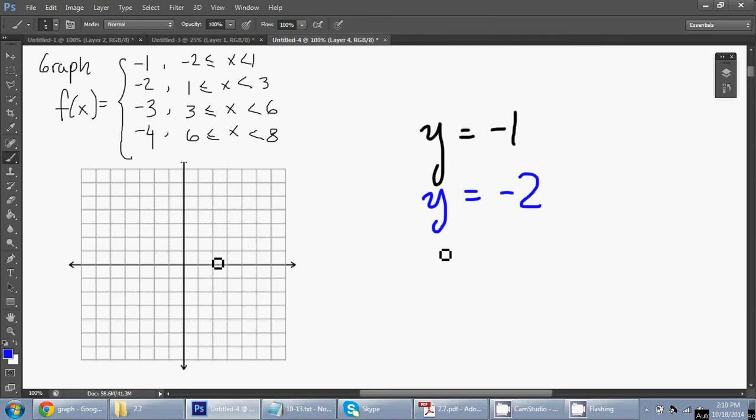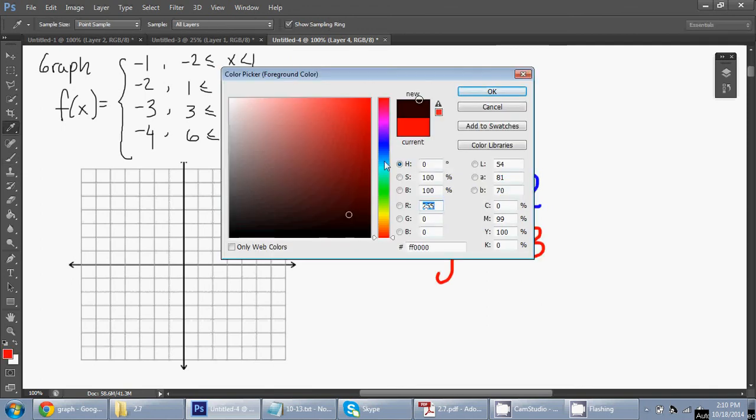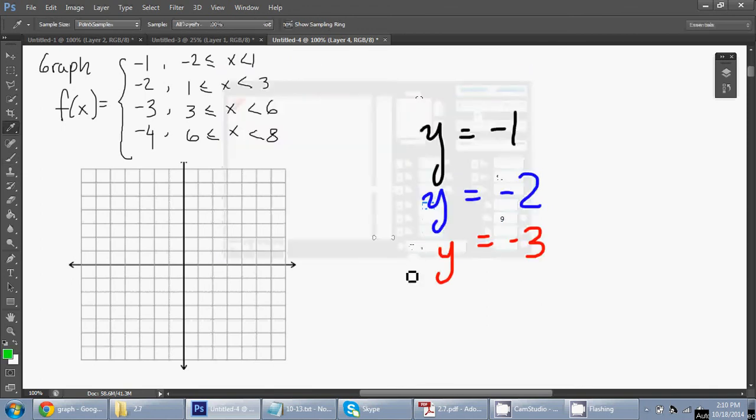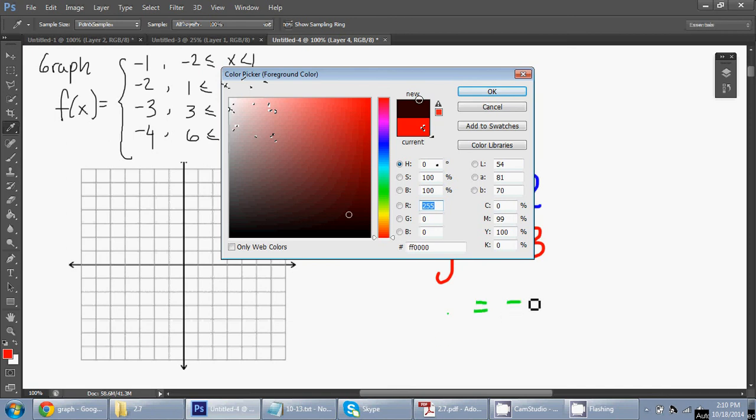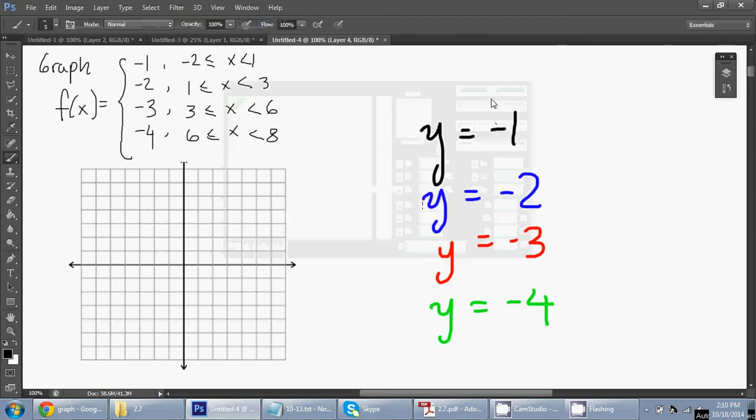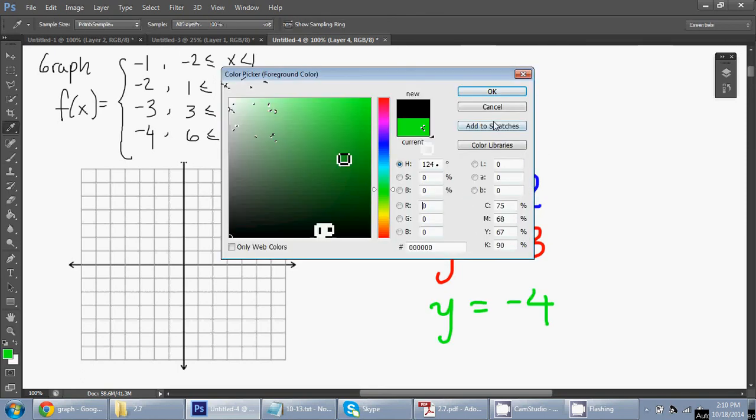Third one they give you is y is equal to negative 3, and that's between x, 3, and 6. And then the fourth one they give you is y is equal to negative 4 when x is between 6 and 8. So first thing you have to realize instantly is that when you see y equals some number, you immediately know that this is talking about a horizontal line.